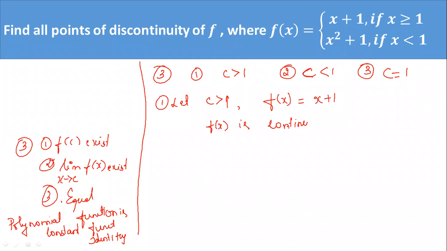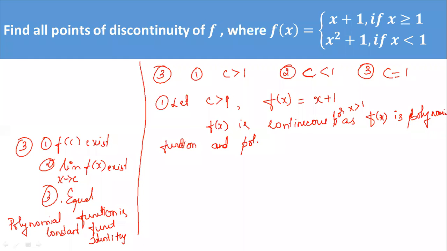Whatever method you have done is absolutely right. But if the question is just for 3 marks or something like that, you don't have to go for a long procedure. So you can write: f of x is continuous for x greater than 1, since f of x is a polynomial function and polynomial function is always continuous. If you write this, it is enough.